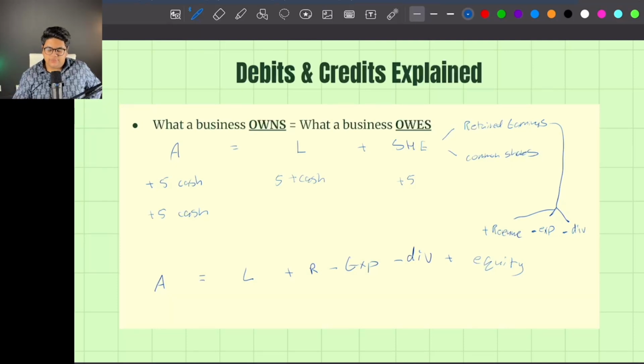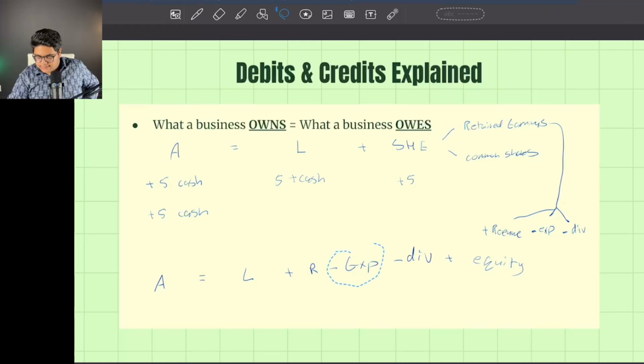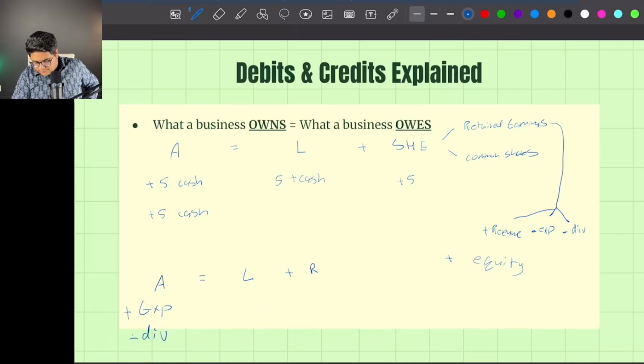This equation holds true for any single business. Their assets will equal their liabilities plus revenues minus expenses minus dividends plus equity. However, we in accounting just prefer positive numbers because you're not going to have negative expenses, you're not going to have negative dividends. These need to be positive. So what we'll do is just move these to the right side of the equation, and instead of a subtraction, this will just be positive. So now our new equation becomes assets plus expenses plus dividends is equal to liabilities plus revenue plus equity.